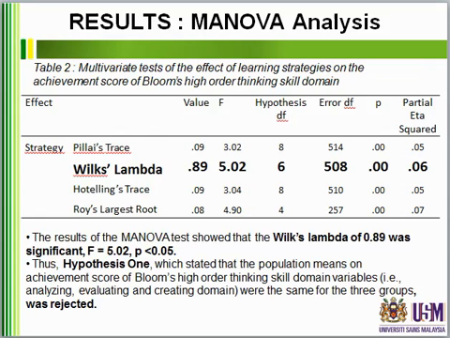Next, we would like to present that we analyzed it using MANOVA, and the Wilks lambda shows that it is significant, whereby P equals 0.001. Thus, hypothesis 1, which stated that the population means on achievement score of Bloom's higher order thinking skill domain were the same for the three groups, was rejected. Okay, so meaning that they are not the same.